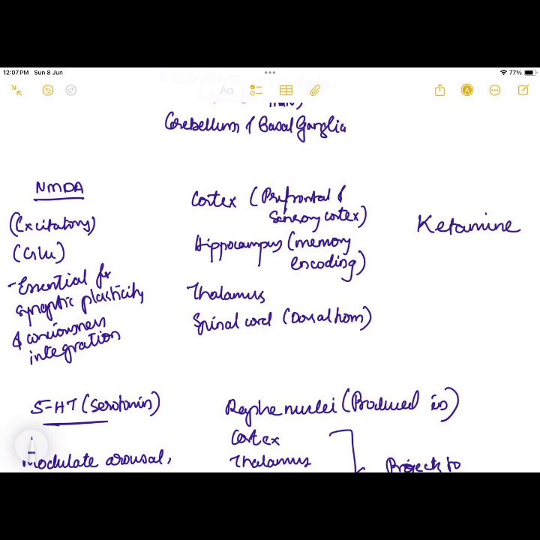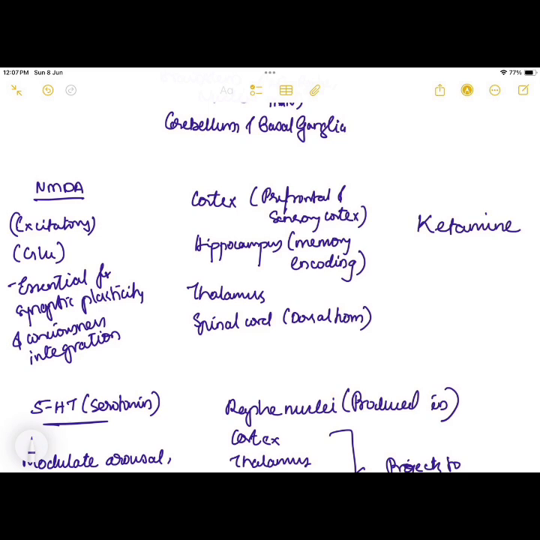Coming to the NMDA receptors. They are excitatory glutamate receptors. They are present highly in cortex, especially prefrontal and sensory areas. Hippocampus, they are mainly involved in memory encoding. Thalamus, spinal cord, that is dorsal horn, they are essential for synaptic plasticity and consciousness integration. They are blocked by ketamine. They can cause dissociation and amnesia.